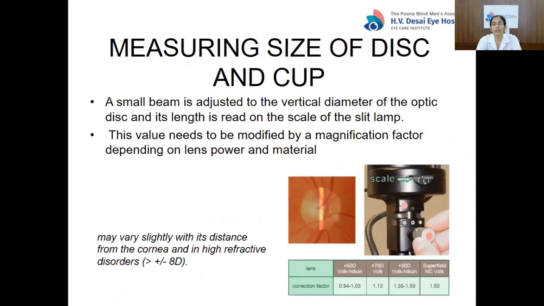The normal optic nerve head can be of various sizes. It is useful to know whether we are examining a normal, large, or small optic disc. This is done at the slit lamp by focusing a slit beam vertically over the disc and taking the reading. The magnification factor needs to be adjusted according to the lens used.